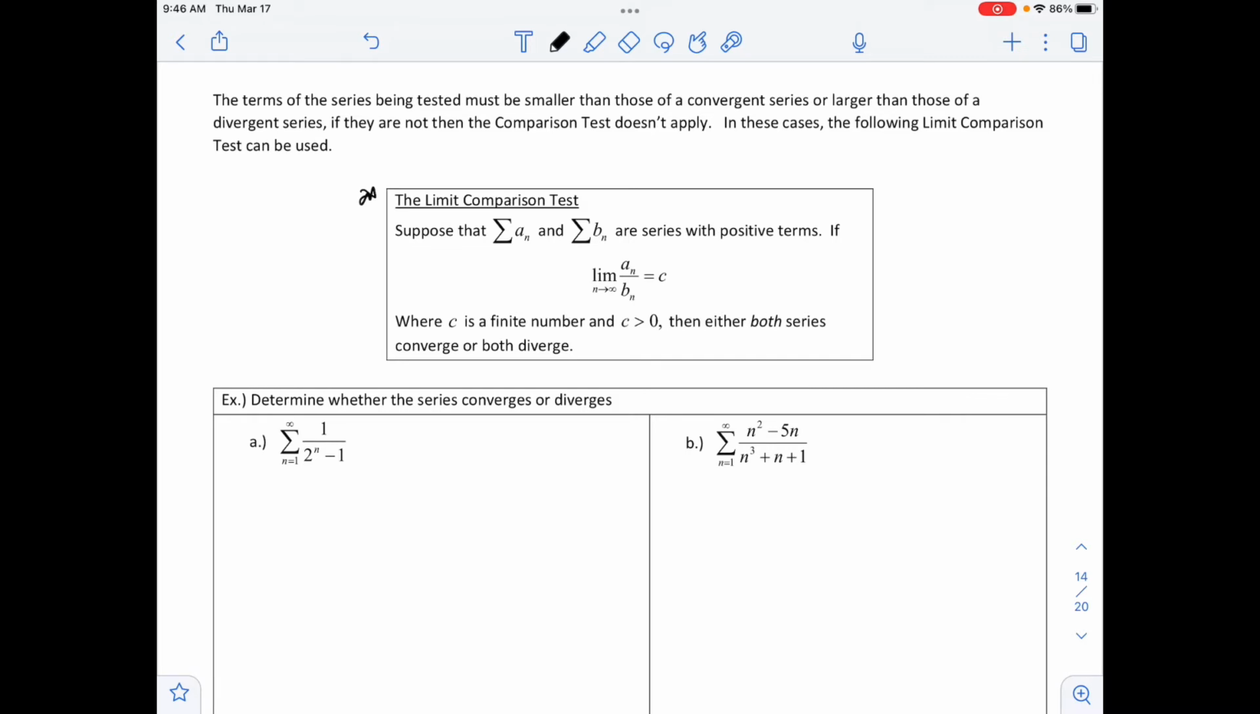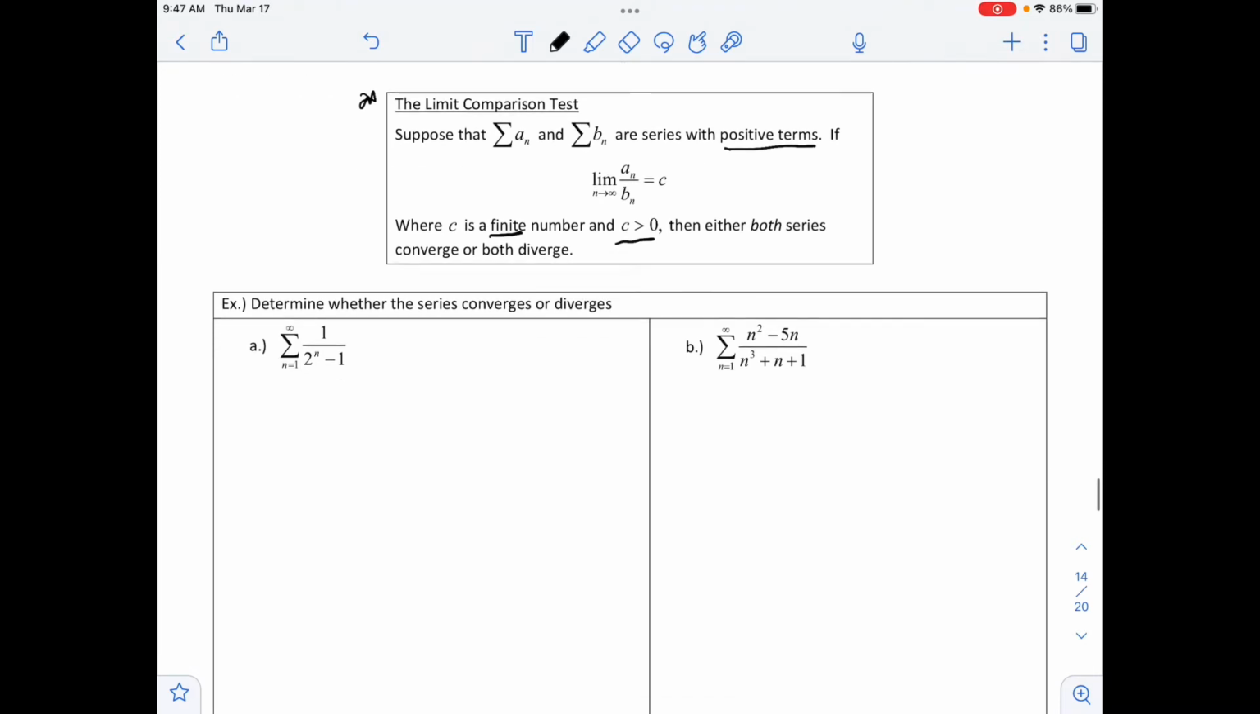So the limit comparison test says that suppose that the sum of a sub n and the sum of b sub n are series with positive terms. If the limit as n approaches infinity of a sub n over b sub n is equal to c, where c is a finite number, and if c is greater than 0, then either both series are going to converge or both diverge.